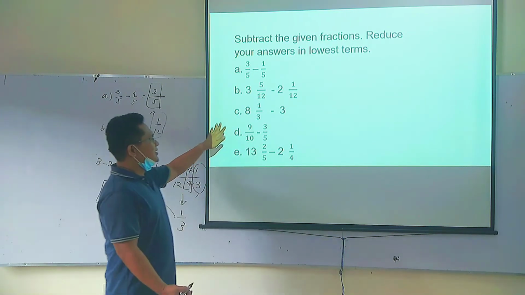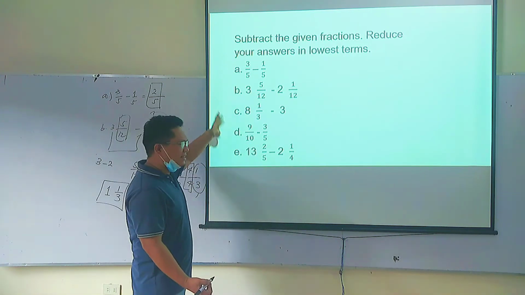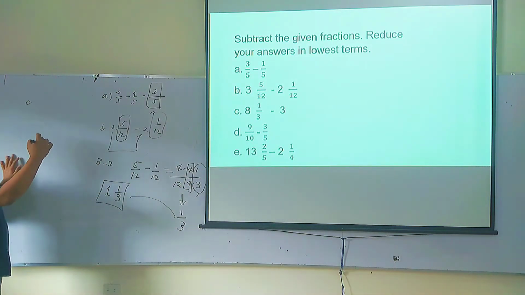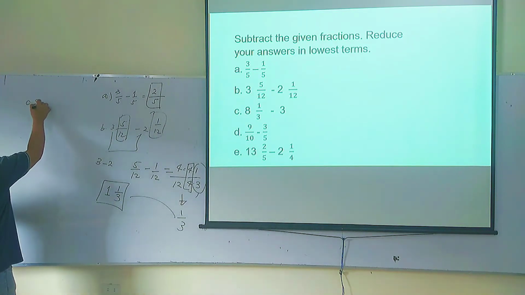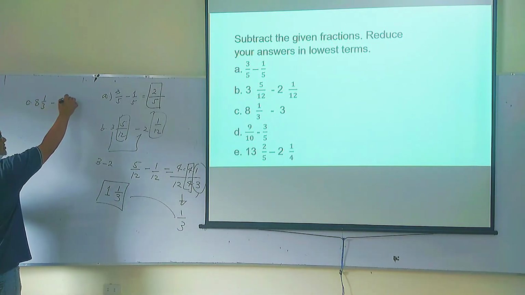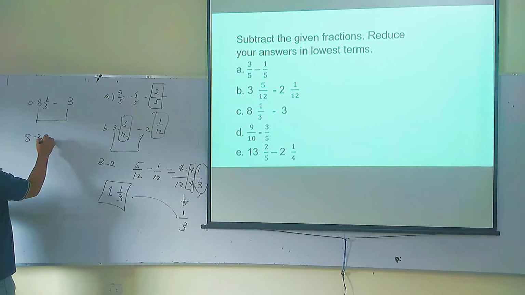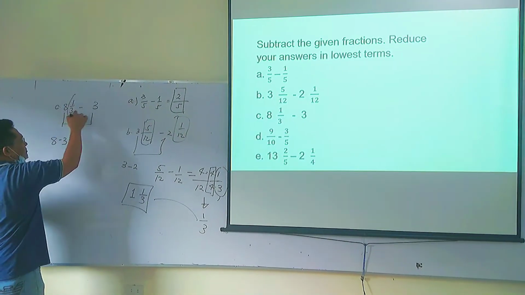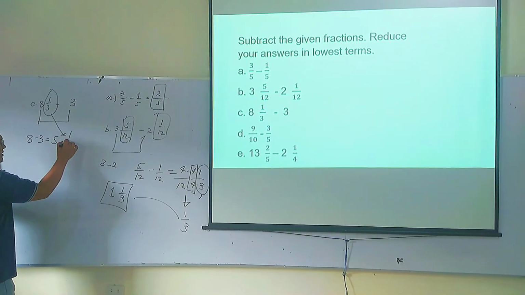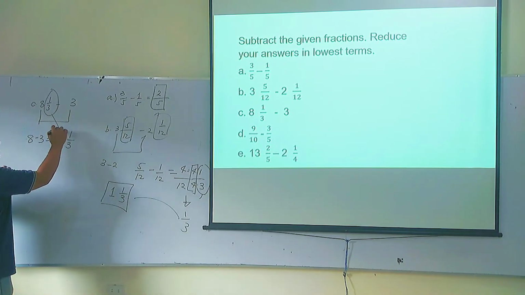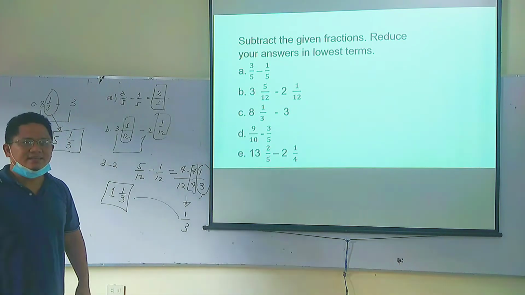Then we have letter C. Almost the same as letter B. It's a bit easier. For letter C, it's 8 and 1/3 minus 3. It's a whole number. So we will just again split the whole number. So 8 minus 3, you will get 5, then copy the fraction. So you will get 5 and 1/3. So that's our final answer for letter C.